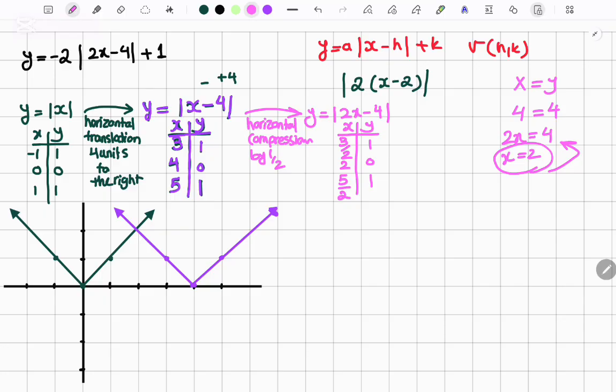So 3 over 2 is 1.5. So it's going to be here, 1.5 and 1. 2 and 0 is going to be here. And 5 over 2 is going to be 2.5, which is going to be over here. So as you can see, the graph is horizontally compressed, and it has been shrinking, okay? So I'm going to have it now.